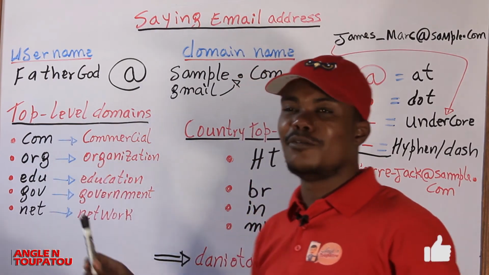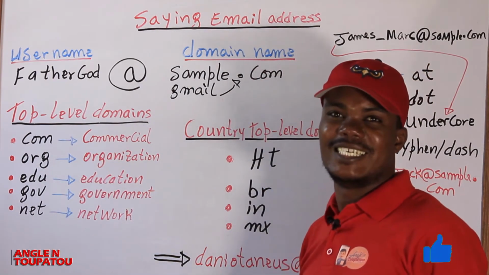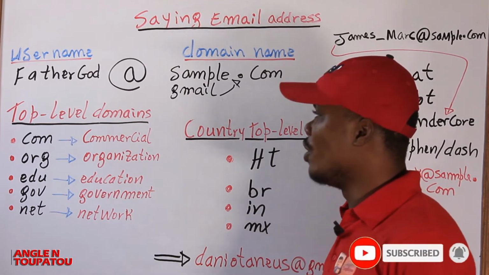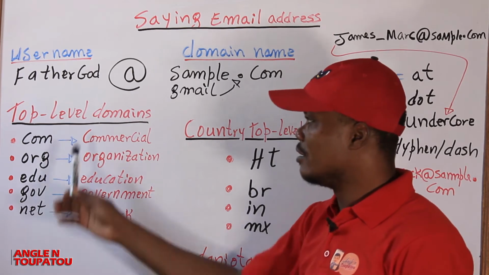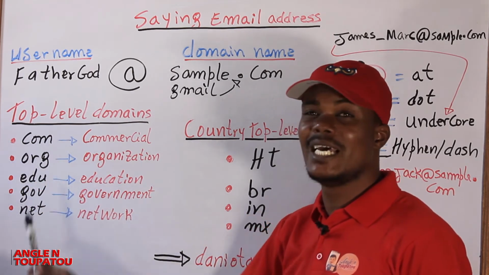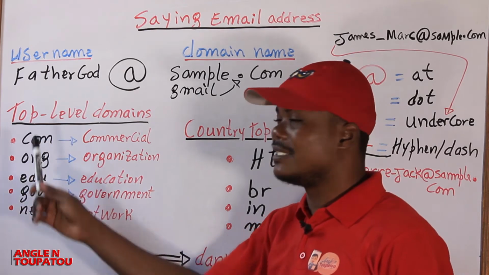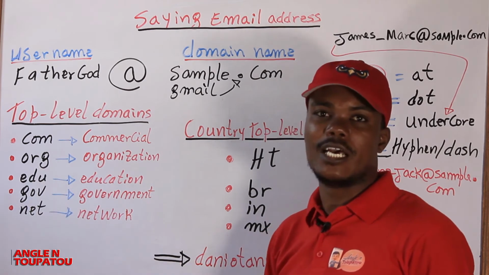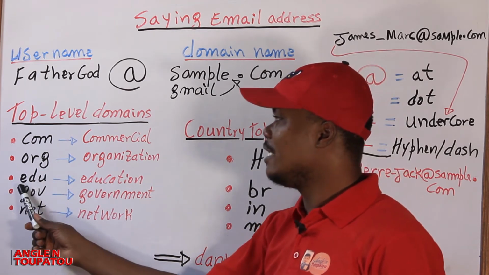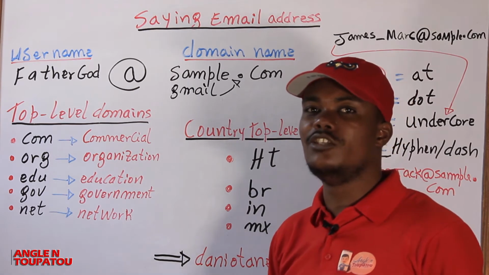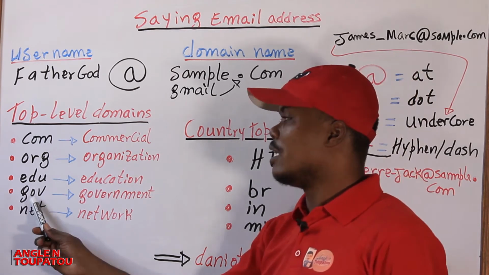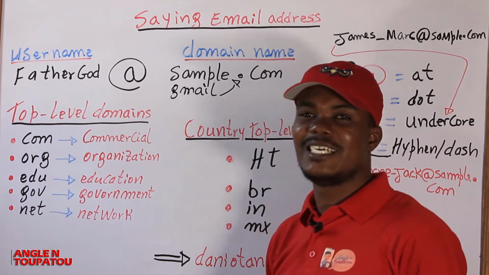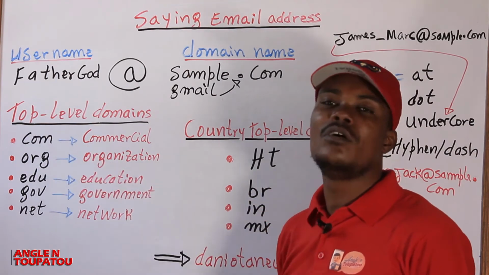Okay, now let's go to study the domains. The first one is top level domain. As I've mentioned before, you say top level domains. For example, you say .com, not only .com, but .com is more popular or common. You say .org, or you say .edu, or .gov, and you say .net. These are top level domains.